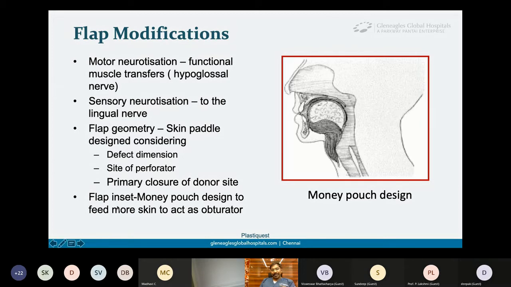And finally, the flap insert. It's like our grandma's money pouch design, packing too much flap inside the mouth. Taking horizontal mattress stitches, less within the teeth and more of the flap, so that the bulk of the flap increases within the oral cavity. It's a money pouch design so that more bulk comes into the oral cavity to create a mound.